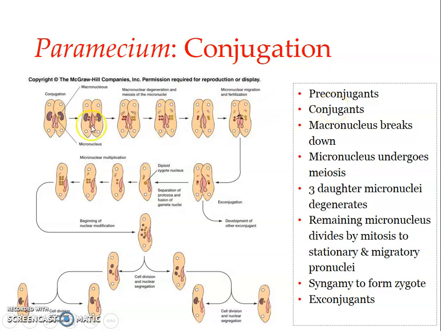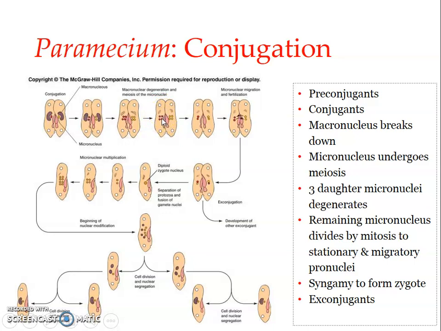In the conjugates, the macronucleus of both disintegrates and disappears. The micronucleus of each conjugate undergoes meiotic division and results in the formation of 4 micronuclei. The micronucleus in the parental conjugates was diploid, while after meiosis it results in haploid micronuclei. Of the 4 micronuclei of each conjugate, 3 will disappear and only 1 will remain.